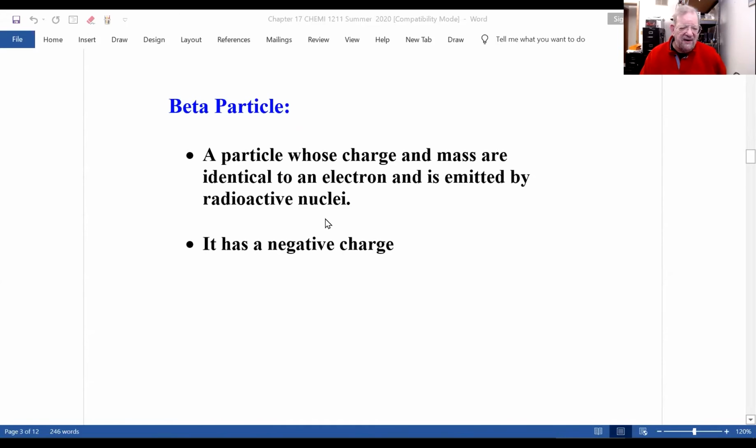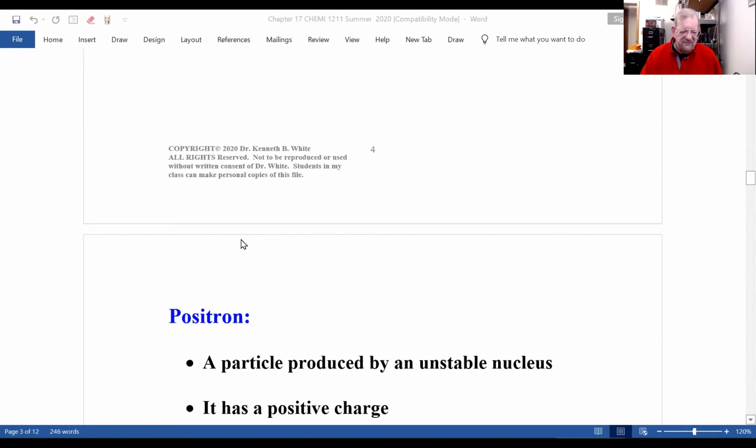Next, there's a beta particle. Now, this always amazed me because a beta particle is a particle whose charge and mass are identical to the electron. Why don't you just call it an electron? Well, radiation chemists or nuclear chemists don't. They call it a beta, and it's also emitted by radioactive nuclei, which is what we call an element that's radioactive. And obviously, it's the same charge and mass as an electron, and it's got a negative charge.